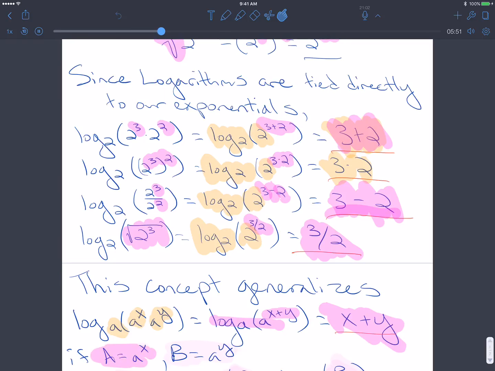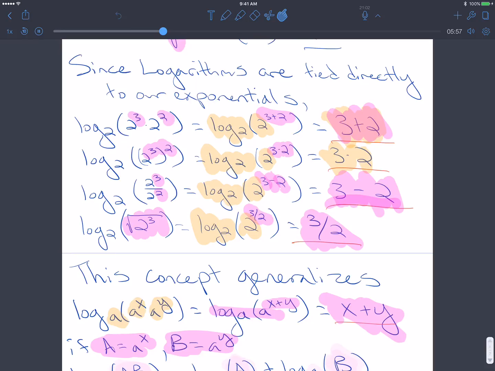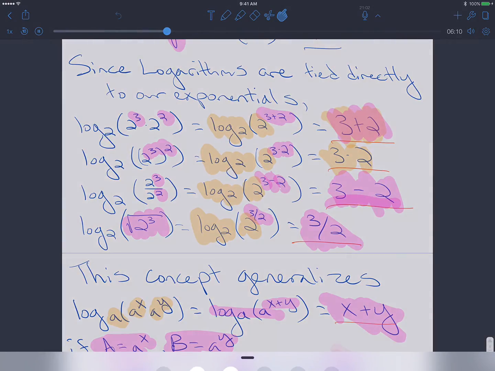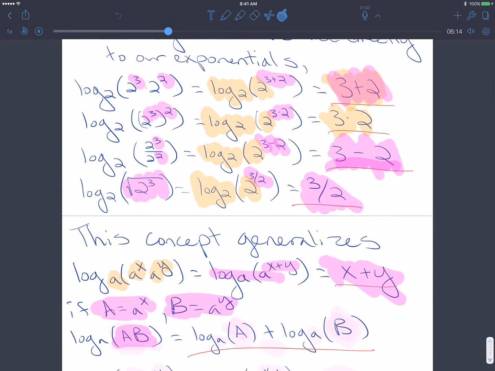So if I set A equal to a to the x and B equal to a to the y, I'm no longer considering what the base is, but there is some value x where a to the x is equal to A, and some value y where a to the y is equal to B. So I can use the same concept from the line above to determine what log base a of A times B is.